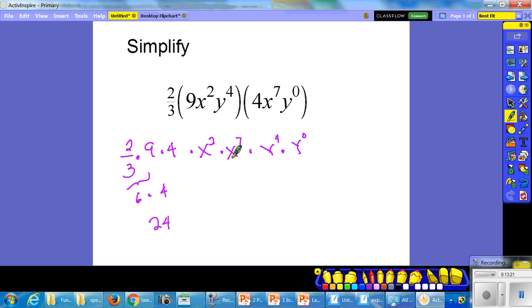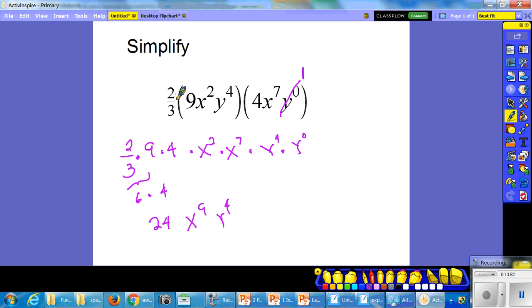Next, x squared times x to the power of 7. Copy the base. Add the exponents, 2 plus 7, which is equal to 9. And then here, copy the base, which is y, and then add the exponents, 4 plus 0, which is just equal to 4. Okay? Now, for some of you who might recognize that y raised to 0 is just actually equal to 1, then you can do that, and you will get the same result.